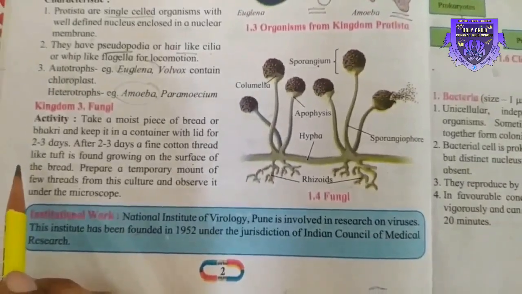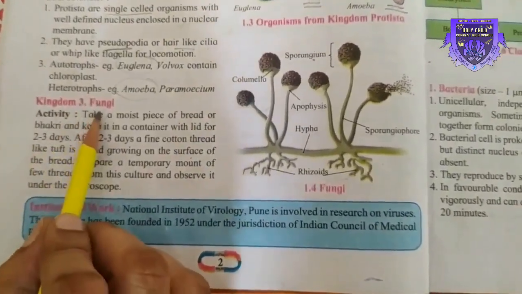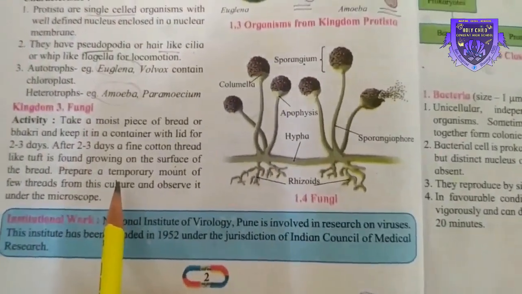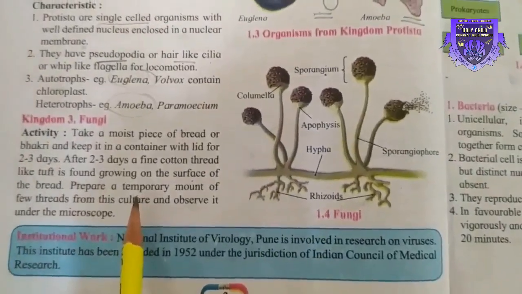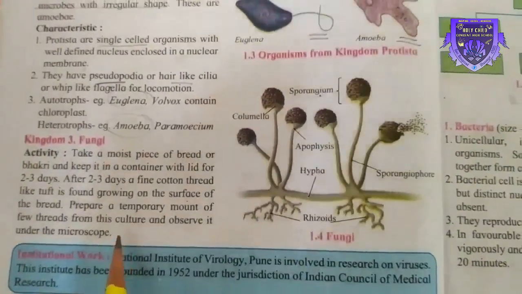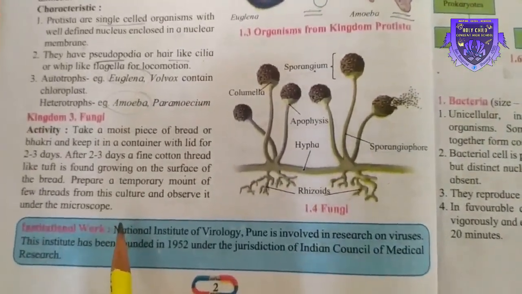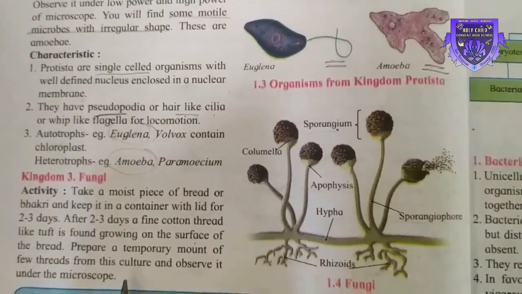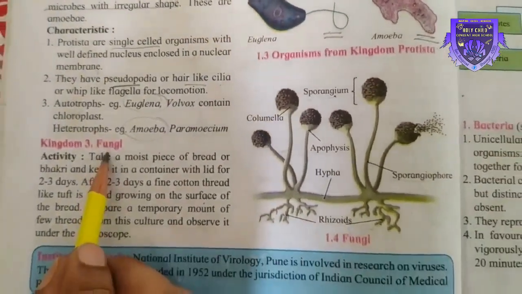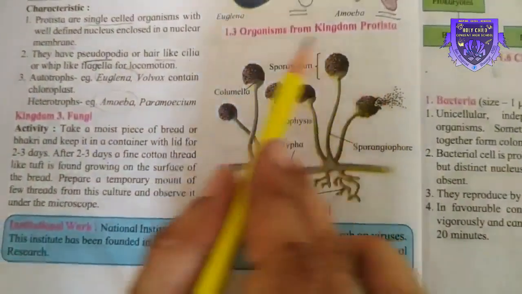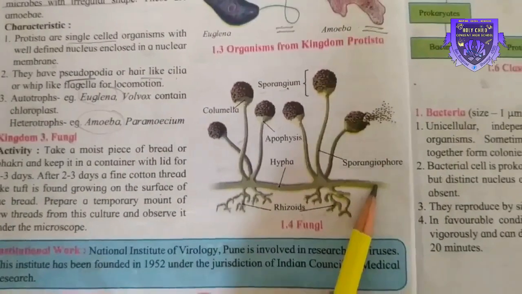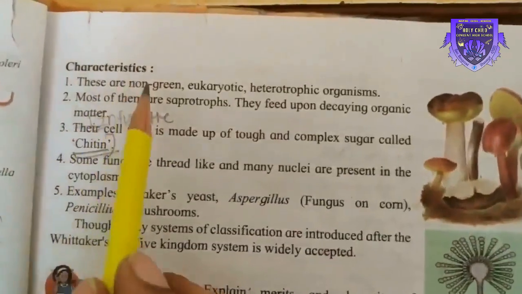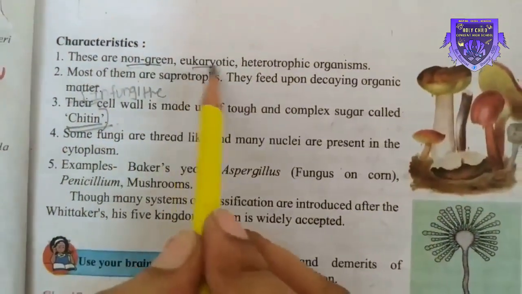The next group which we are studying here is fungi. If you keep a piece of bread as it is for 2 to 3 days, slowly you will find a growth of thread-like structure on it, and if you observe this under the microscope, it is nothing but the thread-like structure of fungus. The appearance of fungus is this.